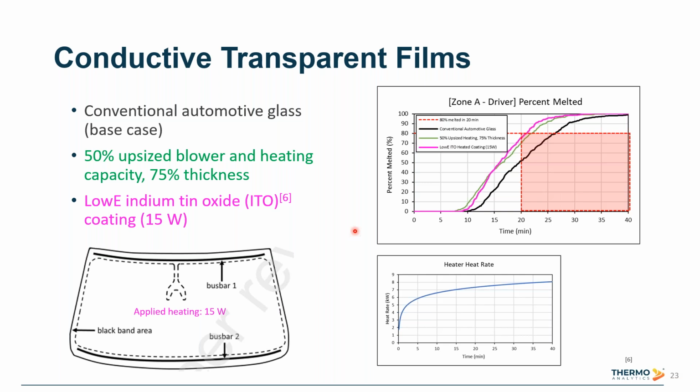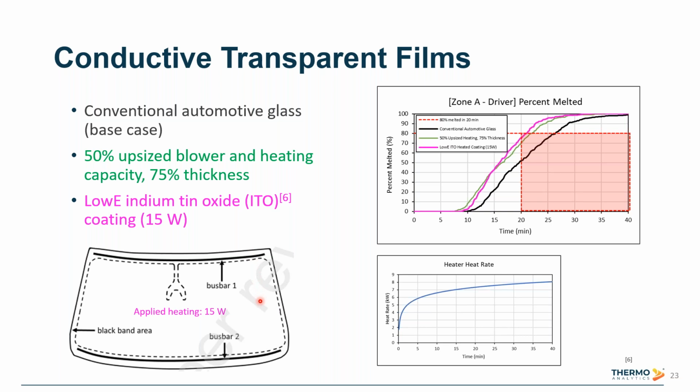So we'll look at one more case, and this final case we're interested in is the application of a conductive transparent film to be used as an applied heating device. So ITO, indium tin oxide, is a transparent conducting material, so it can act as a resistive heater distributed over the interior surface of the windshield. You can see that in the image below.